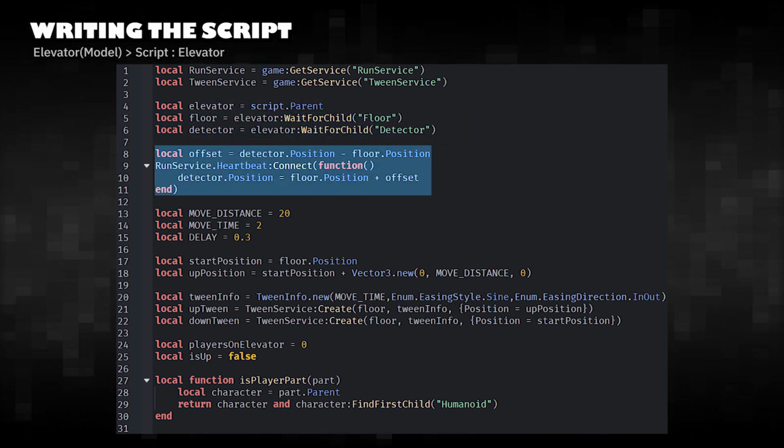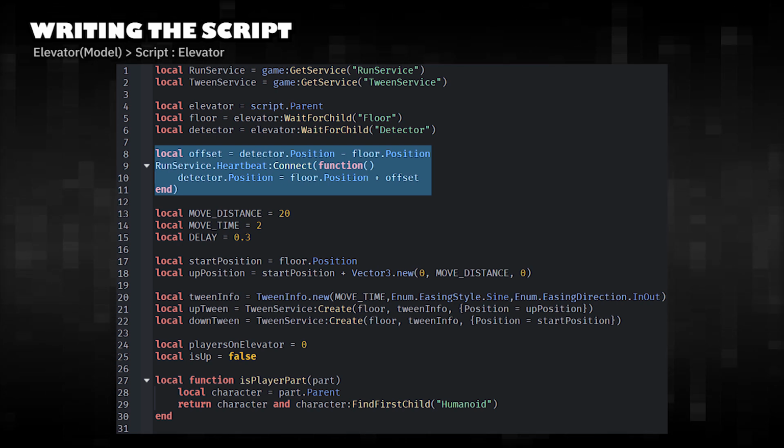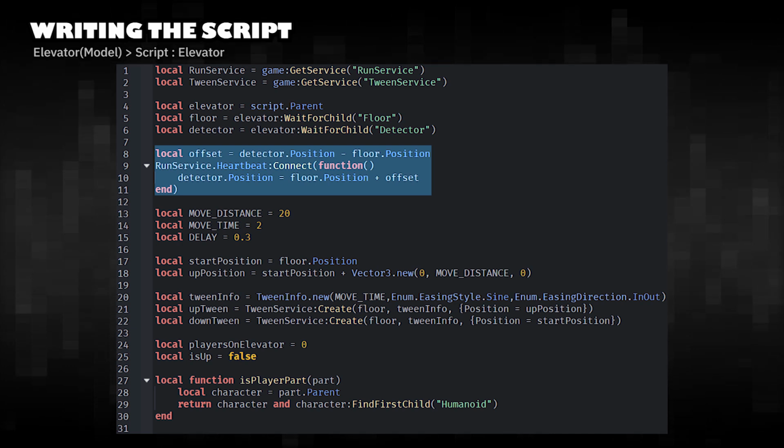Calculate the distance between the detector and the floor. Then, update the detector's position every frame to keep that same offset.